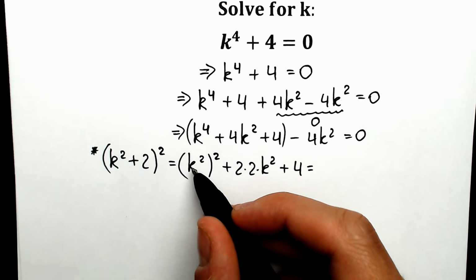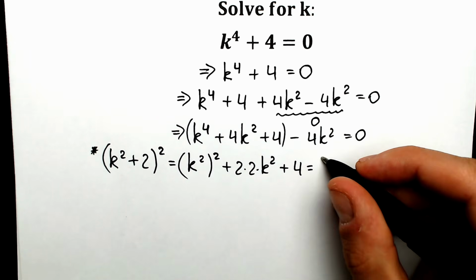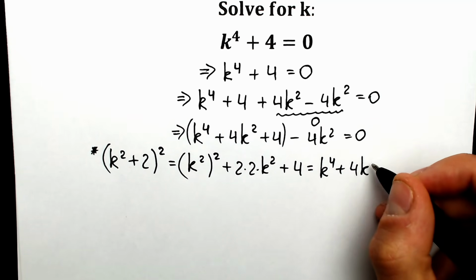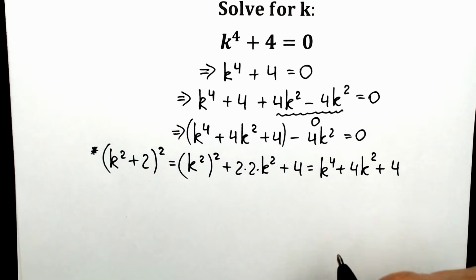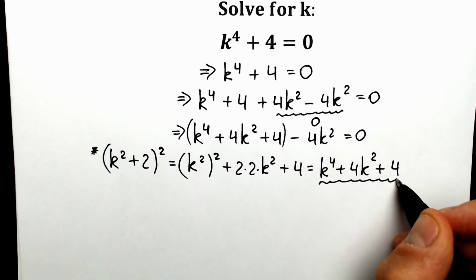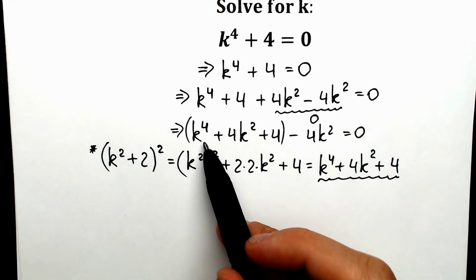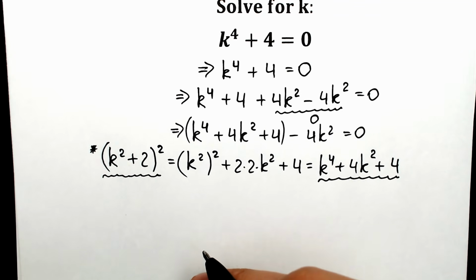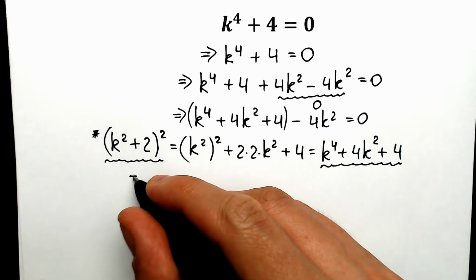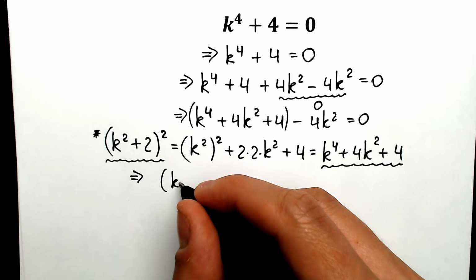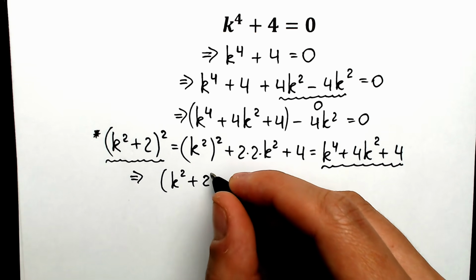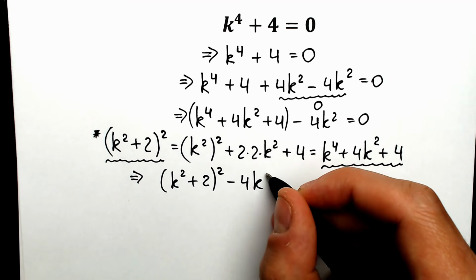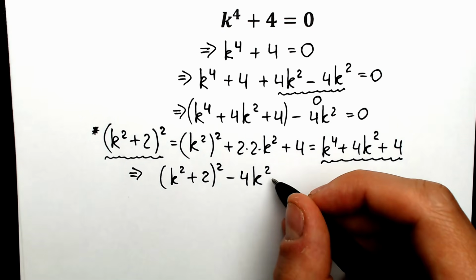So if you look closely, k squared raised to the power 2 is equal to k to the power 4, plus 4k squared, and plus 4. Exactly the same expression that we have in parentheses. So this expression in parentheses we can easily swap with k squared plus 2 to the second power. So let's do it. We have k squared plus 2 to the second power and minus 4k squared. I hope you understand it. And of course equal to 0.